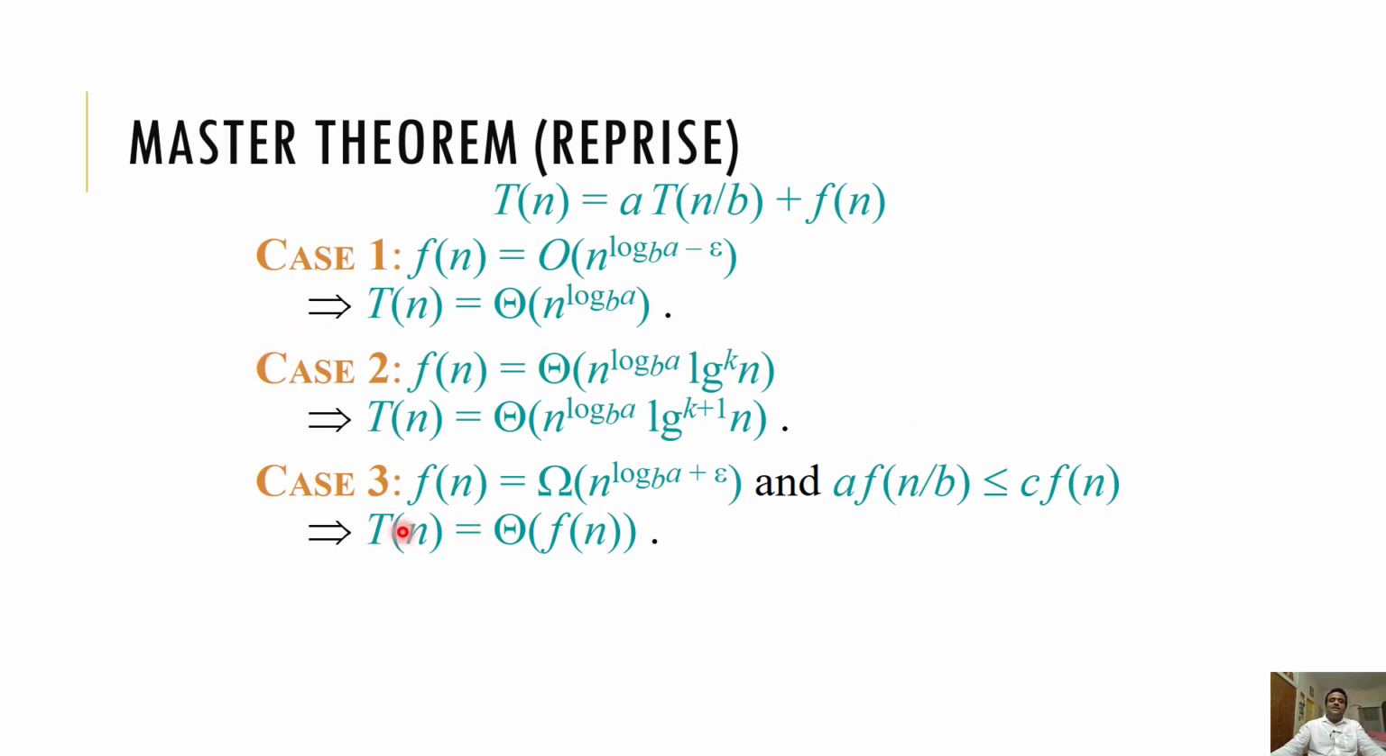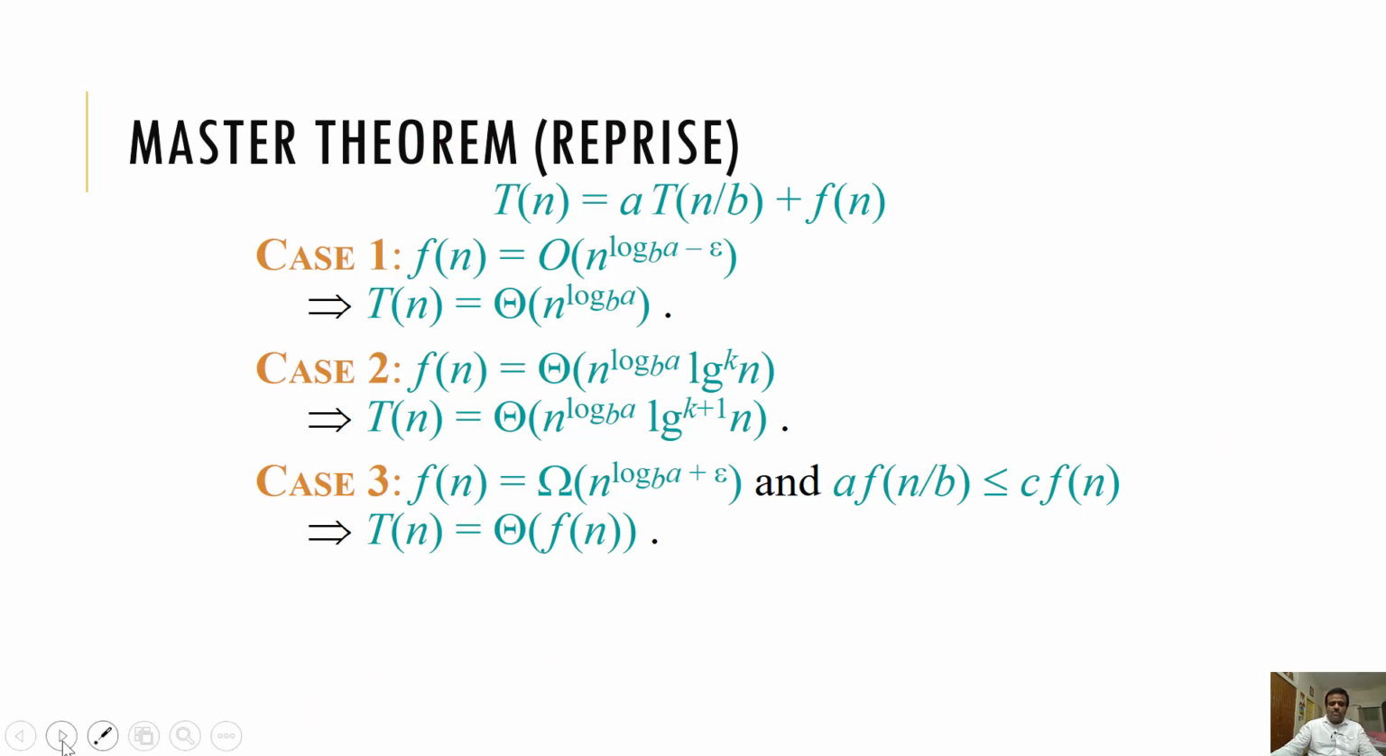Okay. And the third case is when f(n) is polynomially faster than n^(log_b a), and we have an extra condition called the regularity condition. If these two are satisfied, then f(n) is the dominating cost, so T(n) is big theta of f(n). These details we have discussed in lecture 2.